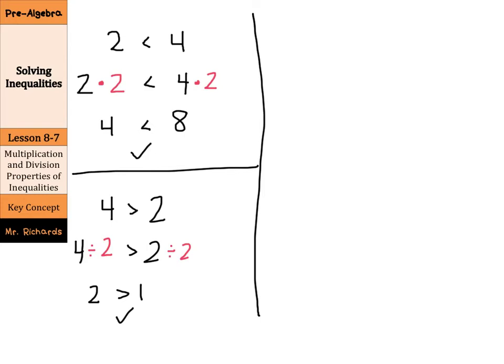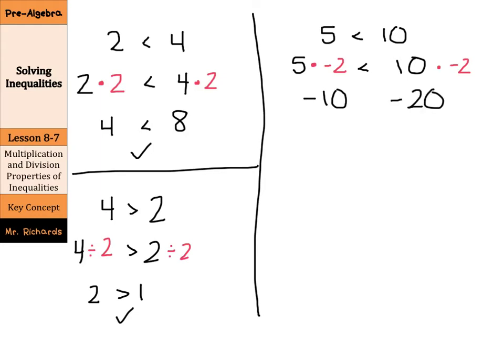Let's start off, though, again with another inequality. 5 is less than 10. And if I take my 5 and my 10 and multiply these by a negative 2, does our inequality still hold true? Well, 5 times negative 2 is negative 10. 10 times negative 2 is negative 20. What inequality symbol do we need to write in there? Well, negative 10 is actually greater than negative 20.